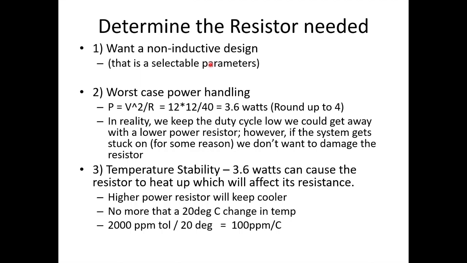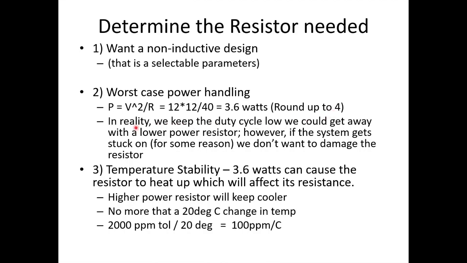Okay, now what's the power handling of that resistor? Well, the worst case would be if the circuit were completely stuck on because we made a software bug and didn't turn it off. We don't want the resistor to burn up in that case. The worst case power across that resistor is the voltage squared divided by R. So that's 12 volts squared divided by 40 ohms, which is 3.6 watts. So as a bare minimum, we want a resistor that can handle 4 watts of power.